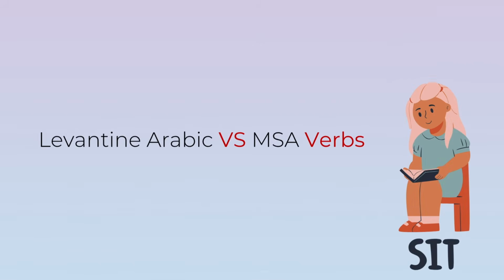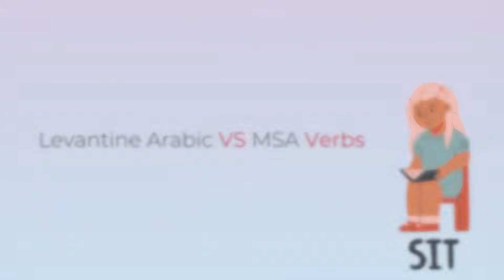Today we're going to discuss verbs that differ in Levantine Arabic versus Modern Standard Arabic, which is MSA. You can find the corresponding vocab sheet with all the verbs and the translations in the Shami Speaker store, which I will have linked here and in the description box. So let's get started.